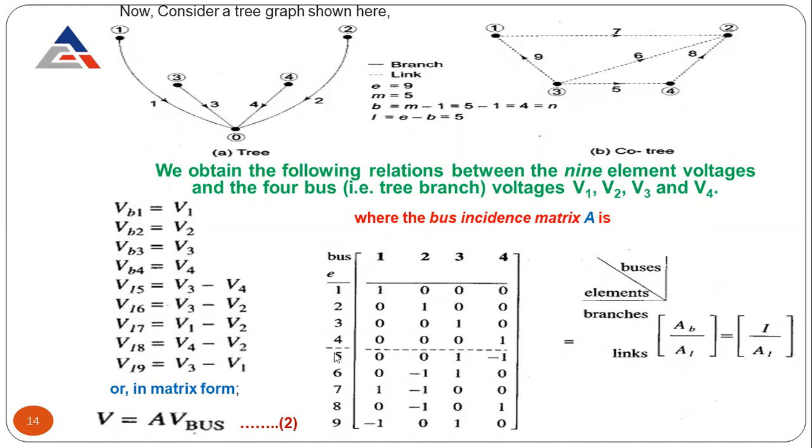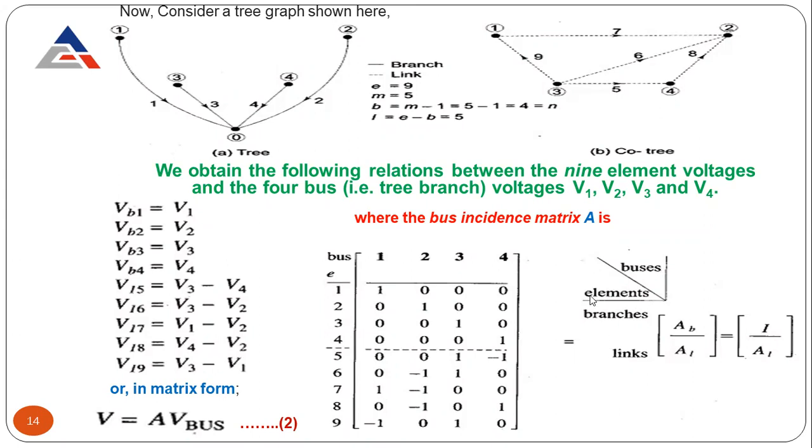Similarly for number 6, V3 minus V2: V3 is plus 1 and V2 is minus 1. For the 7th link, it is V1 minus V2. For the 8th, it is V4 minus V2: V2 is negative, V4 is positive 1. And similarly for L9. This is called the bus incidence matrix A. And how can it be written? On the column side, there is the number of buses.